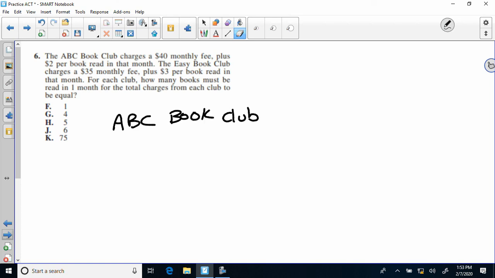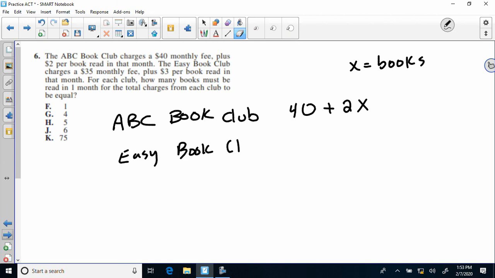And they charge $40 for the monthly fee plus $2 for every book. And I'm just going to use X as books. So if X is my number of books, I'm going to be charged $2 for every book I buy. The Easy Book Club, so now I've got another one, they charge a $35 monthly fee plus $3 a book, so 3x read in that month.